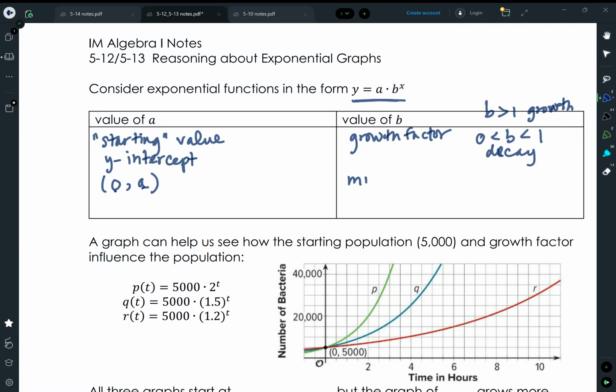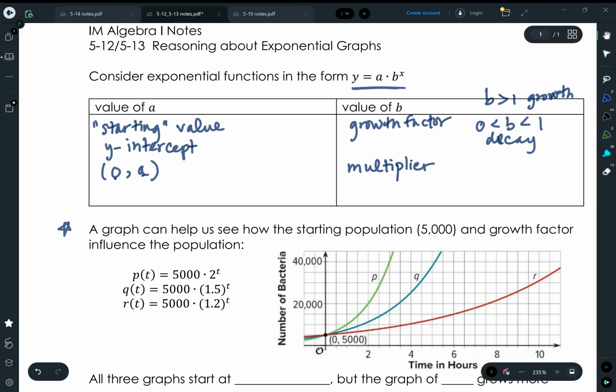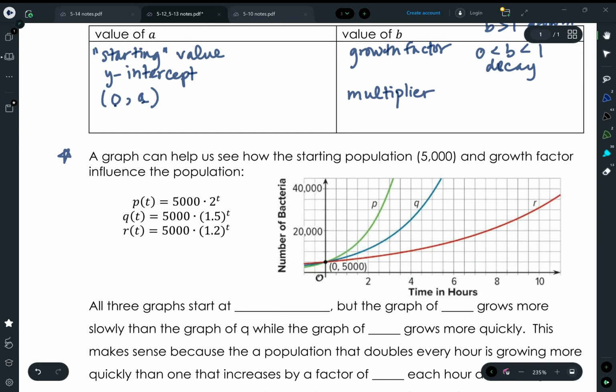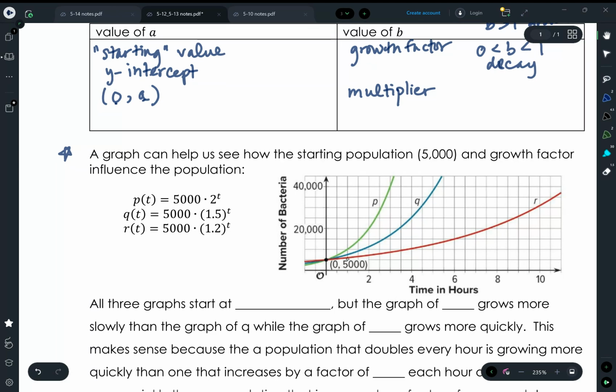And it's also really a multiplier. It's what we keep multiplying by to find the value. So we take our starting value and multiply by that growth factor. That's why we're calling it a multiplier, to get what happens next. Graphs can help us see, so I'm looking down here now. A graph can help us see how the starting population 5,000 and growth factor influence the population. You're going to notice that all three of these equations have the same starting population. They have the same y-intercept. So all three graphs start right here at (0, 5,000).